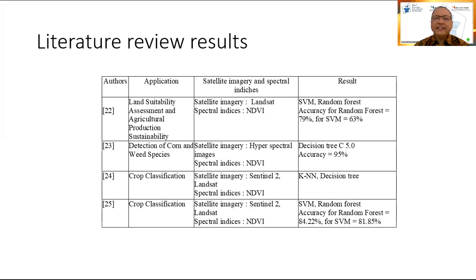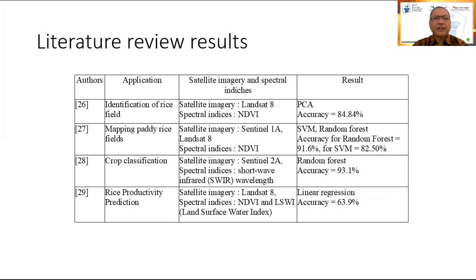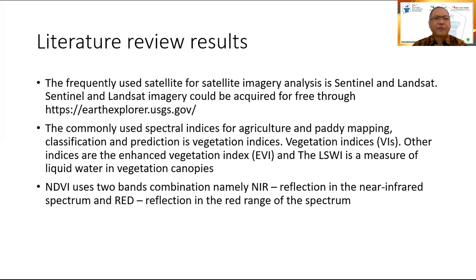And as you might see here, several machine learning models have been explored, including decision tree, k nearest neighbor, support vector machine, and random forest. Okay. And another application of semantic segmentation using satellite imagery is for identification of rice fields or mapping paddy rice fields, and also rice productivity prediction. And more satellite imagery has been used in various types. Similarly, there are many machine learning or statistical based models for semantic segmentation that have been explored with various performance.